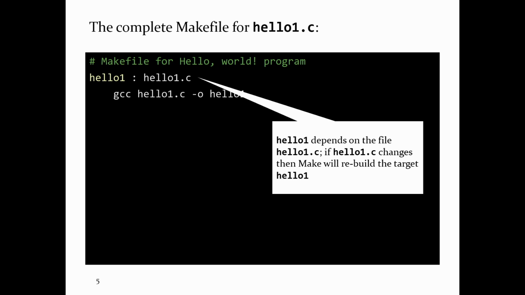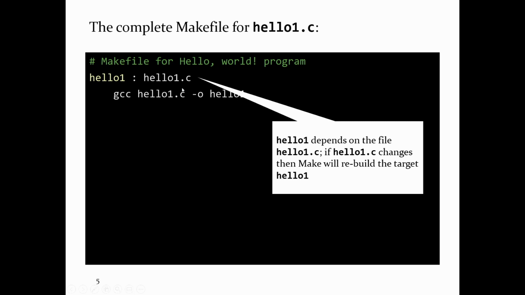So what does this look like? Here's hello.c. This is the hello world program, and this is the makefile for the hello world program. Way back, I think the Friday before reading week, we made a program called hello1. So that's my target. That's going to be my executable program.